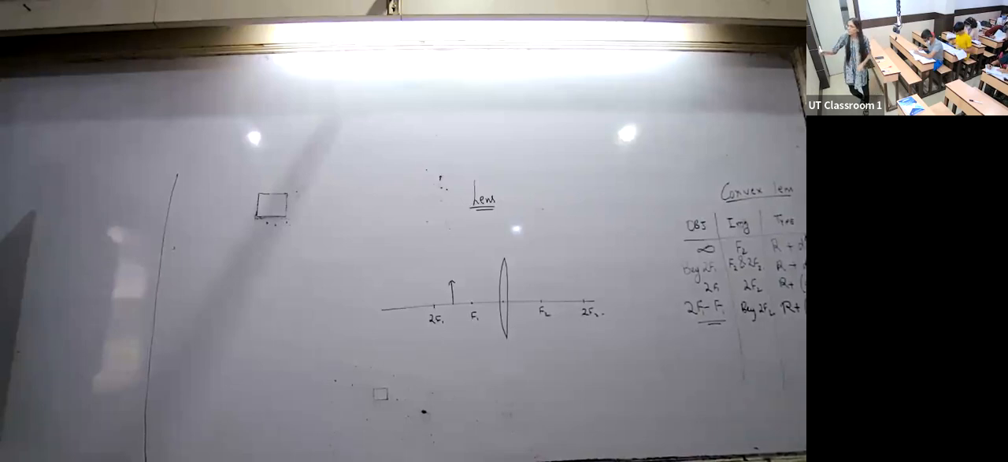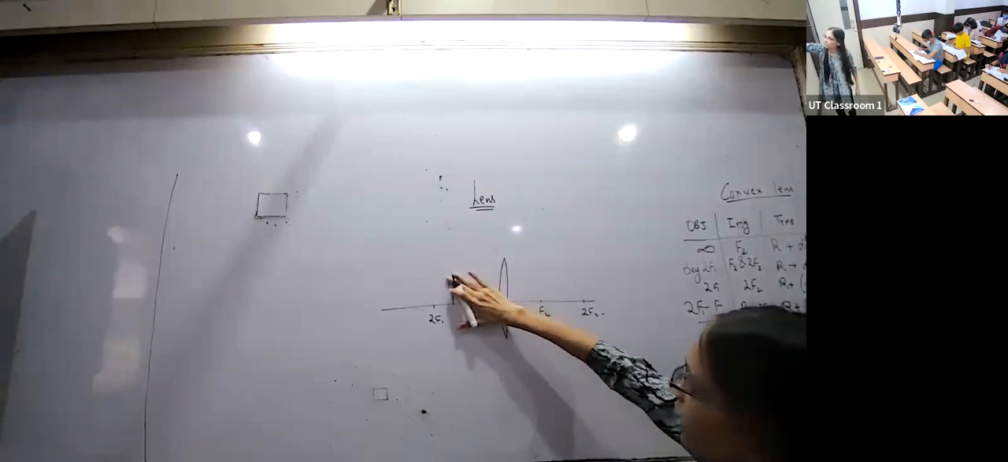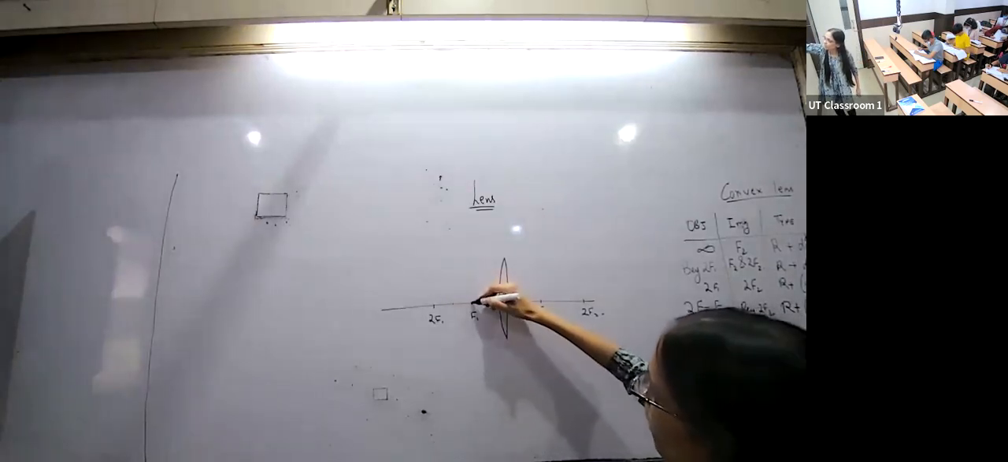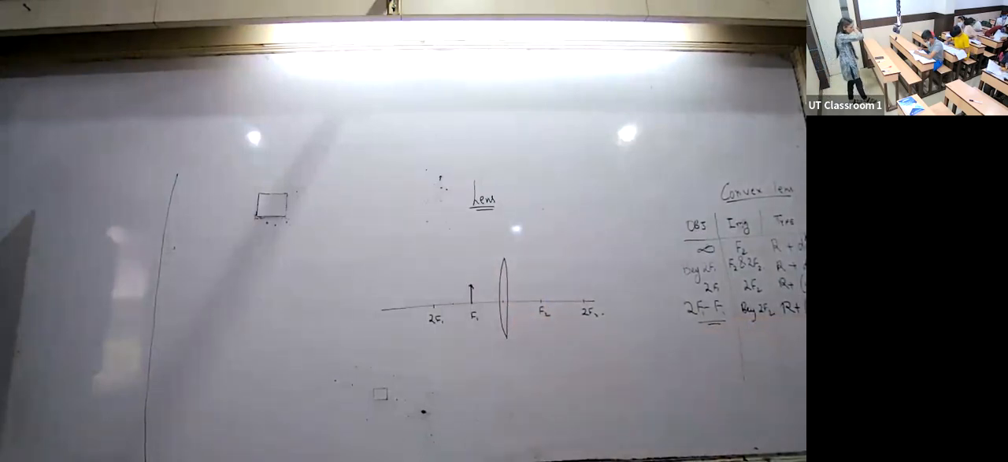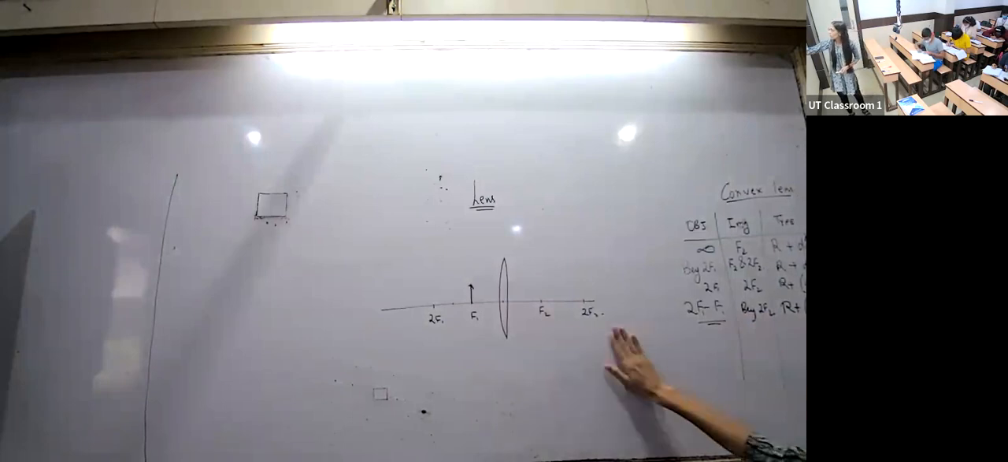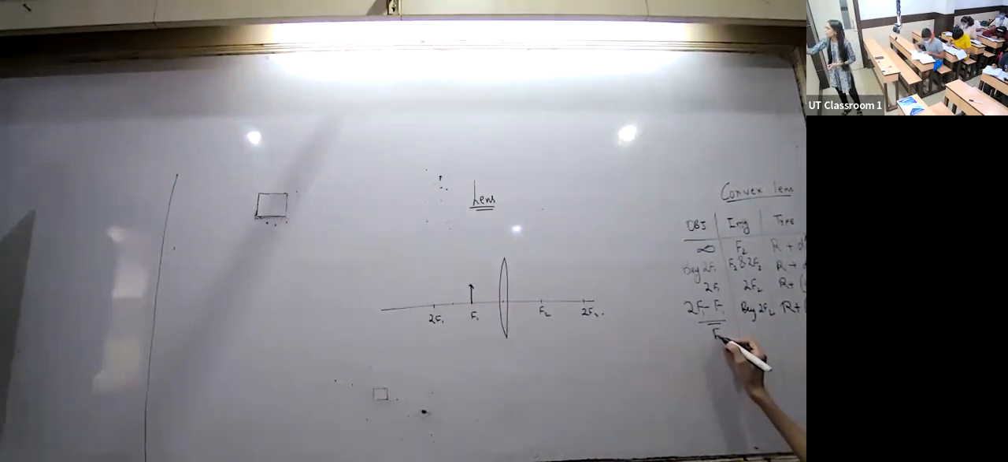Now let's move to the next one. Now my object is at what? Focus. Draw object at focus. You're done marking, right? You can use your scale for drawing. So for marking you need the scale. Okay, so now we are moving our object at what? Focus.